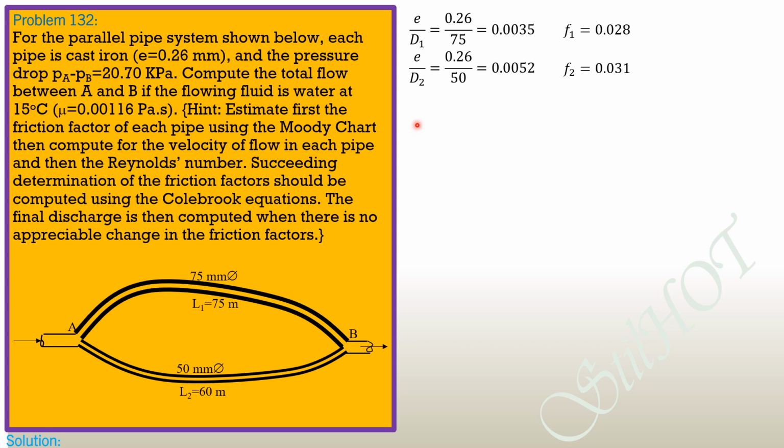Then by principle, HF1 equals HF2 because the two pipes are parallel. And our working equation for the total flow is Q equals Q sub 1 plus Q sub 2. Then HF1 is equal to HF2, and that is 20.7 kilopascals divided by 9.81, the specific weight of water. So the head loss in each pipe is 2.110 meters.